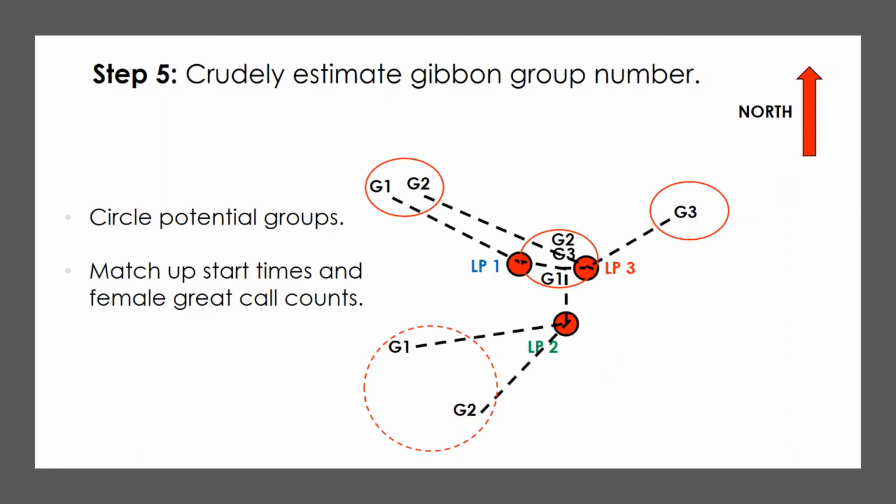What is interesting about this data, however, is that listening post two, group one, is quite reasonably close to listening post one. So it's interesting that listening post one didn't hear that group. So therefore, I can only estimate there's one group there, maybe two.